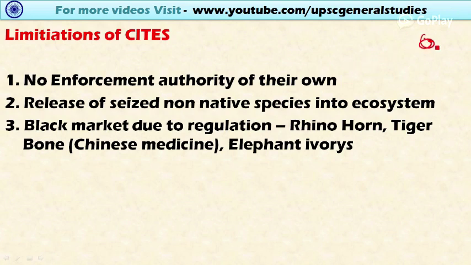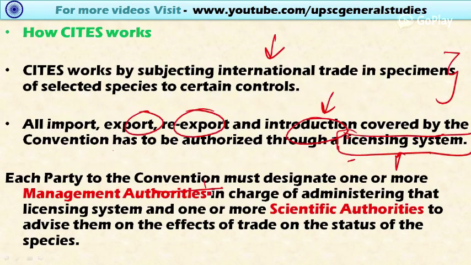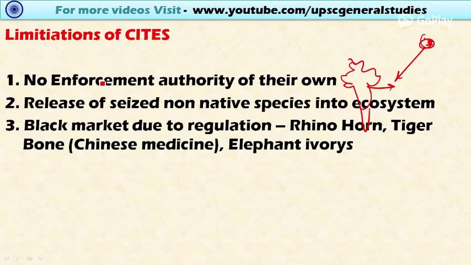That means CITES, in order to regulate international trade, has to rely on a member country like India to enforce the rules and regulations provided in the convention through various means, as I mentioned in the previous slide: through management authorities which provide licenses in the member countries and scientific authorities which provide scientific advice to these management authorities. Second, under the convention, various plant and animal species are seized because of illegalities, and these seized plants and animals are released into non-native areas without bringing them back to the state of origin. If they are released in the areas of seizure, they may interfere in the local ecosystem. They may act as alien species and interfere in the local ecosystem.